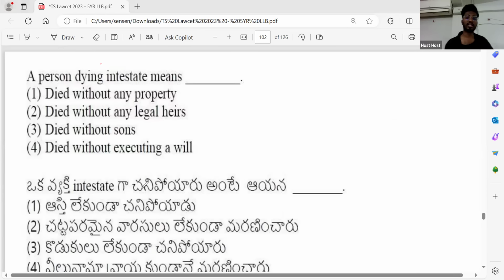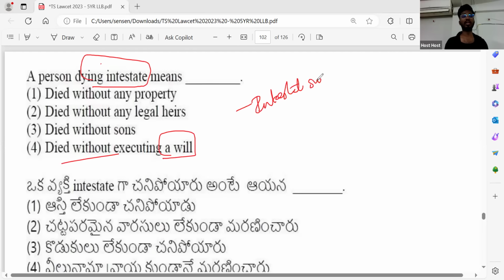Very good, guys. So it is died without executing a will. What is a will? A will is basically a document where you tell that my property should go to so and so person. In Telugu, it is known as Vilunama. Without making a will, if you are dying, then that is known as dying intestate. The succession which happens through that is known as intestate succession, which means that without a will, your successors, it might be your son or daughter, will take away the property.